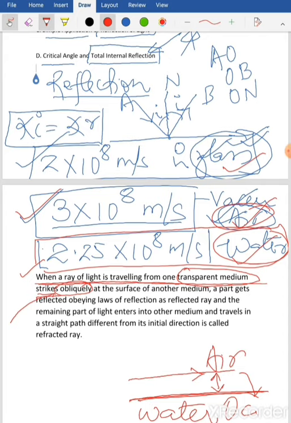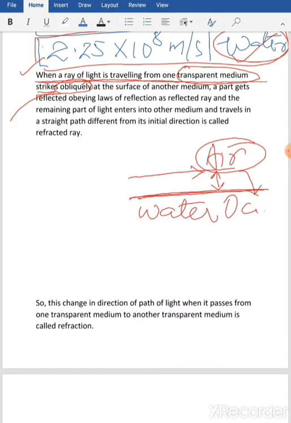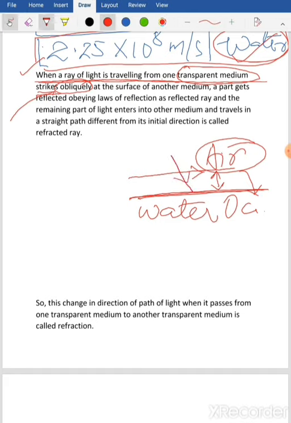So now here the situation is that when a ray of light is traveling from one transparent medium to another. If I take the example of air and water, what is happening? The ray is traveling from air to water, but it is not parallel, it is making some angle here, striking with some angle here. So at the surface of another medium, a part gets reflected obeying the laws of reflection.